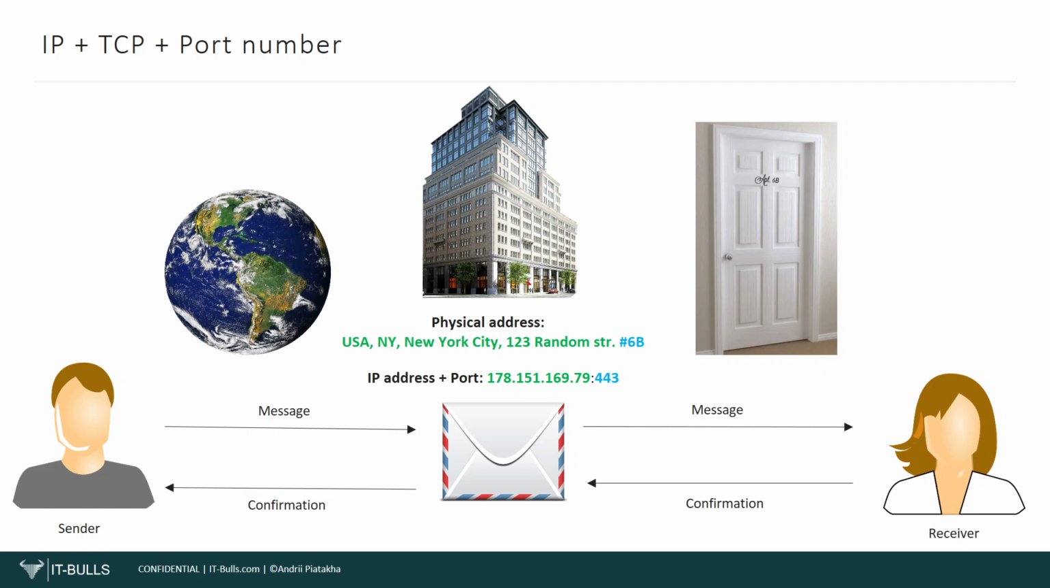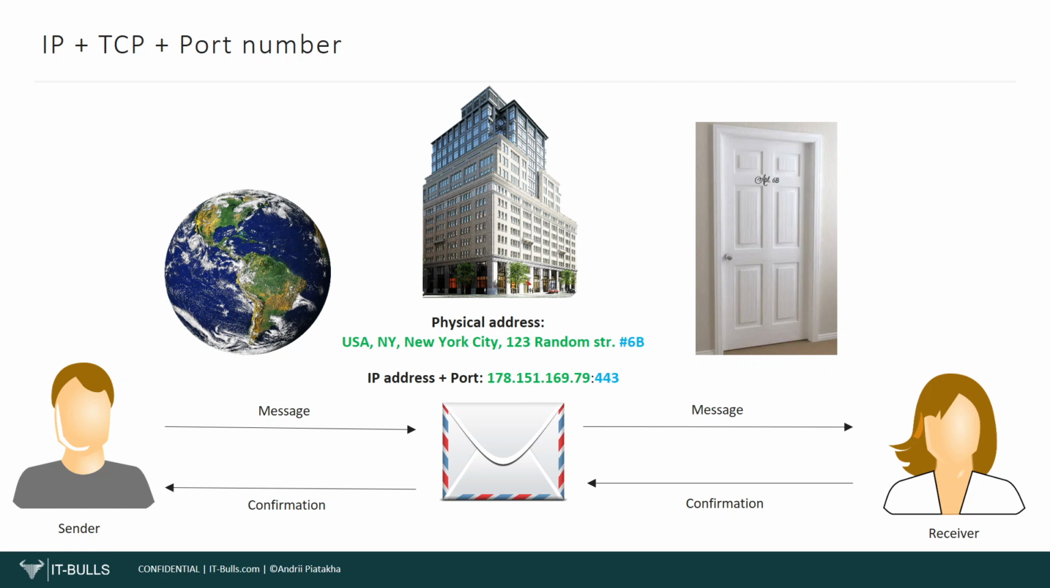But when you found the building, you discovered that it has a lot of apartments. Where is your receiver? Where can you find the number of the apartment? Different apartments are equivalent to different applications running on the computer. You need to deliver a message to the specific application. And the apartment number is a port number. So the port number is an apartment in the building. Is it clear so far?